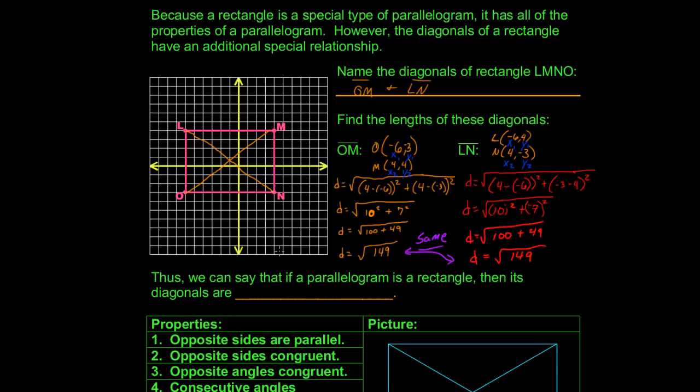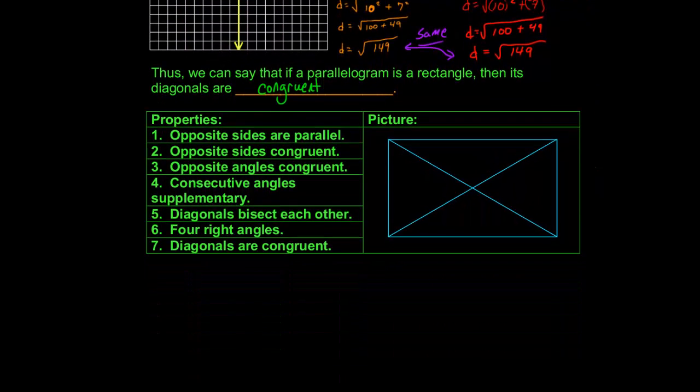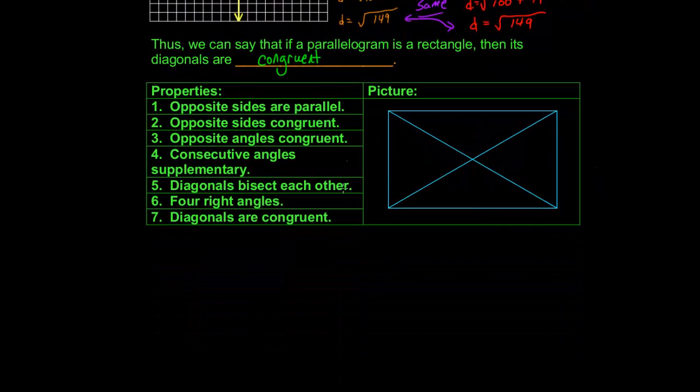Congruent. We grab a color here to write congruent. Didn't really want green, but we'll go with green. Alright. So we know that the diagonals of a rectangle are congruent. Let's go through here. We've got our figure. And let's fill out all of our properties.